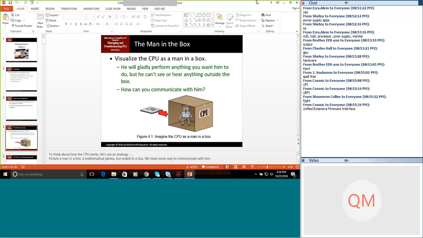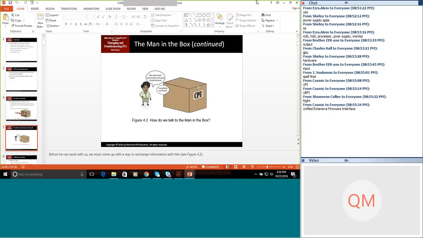So the reality of a CPU is it's like having a person in a computer, right? And the CPU does whatever you want it to do. But it's all about what goes on inside the computer, and then how we communicate with it. That goes through how we do input, right? That's how we communicate with the CPU. So how do we talk to the man in the box? We need some way to talk to the guy inside the box.